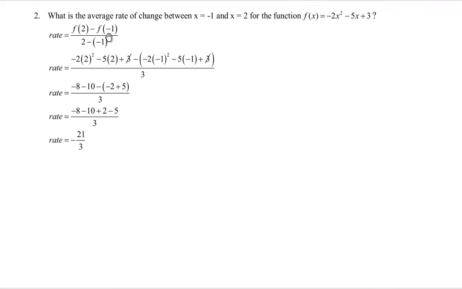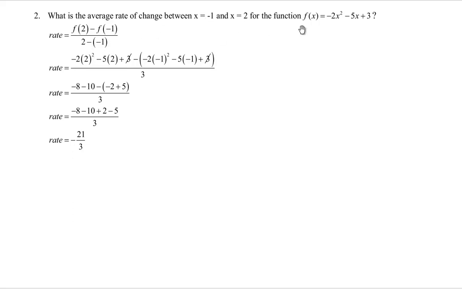For question number 2, we're asked what's the average rate of change between where x is negative 1 and positive 2 for this function. And so this is really, again, still just a slope calculation. This is like the y2 minus y1 over x2 minus x1. Y's are function values, so we're going to find f at 2 and f at negative 1, and that'll be the difference between the function values there, which is really just the rise, and the run across the bottom is the difference between 2 and negative 1.